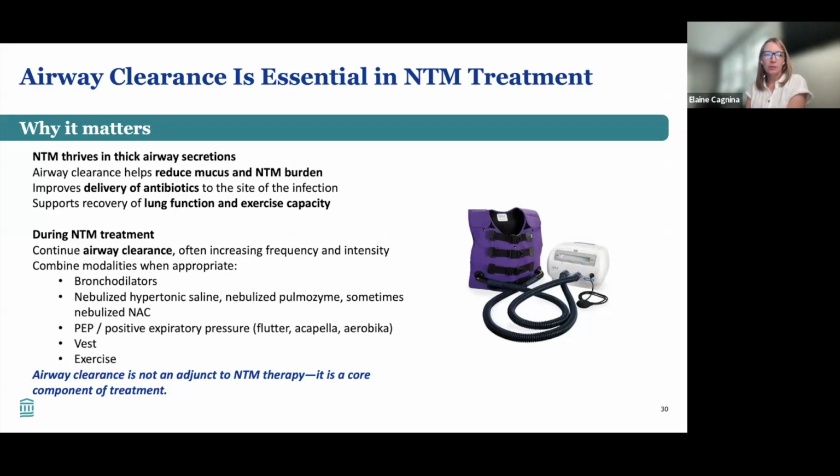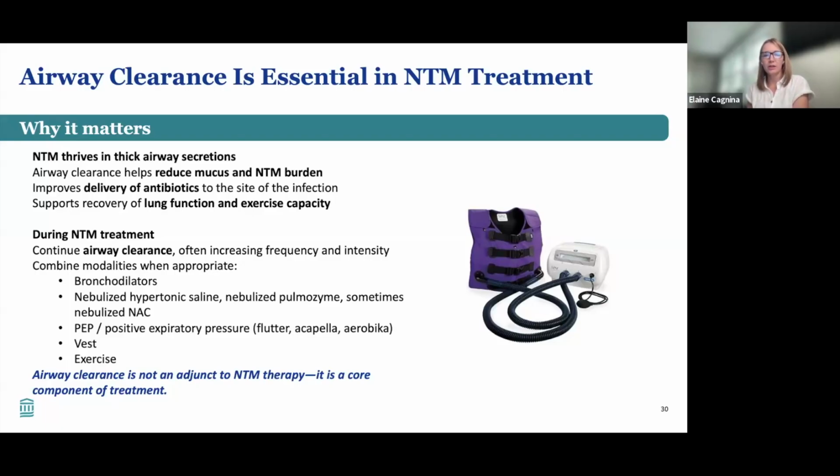And so why does airway clearance matter so much? Because NTM really thrives in thick airway secretions. And so airway clearance helps reduce the mucus and the overall NTM burden. And it also improves delivery of antibiotics to the site of infection. So you can't get antibiotics through thick, sticky mucus in the airway. So you really need the organisms to be against the airway wall in order to ever see the systemic antibiotics.